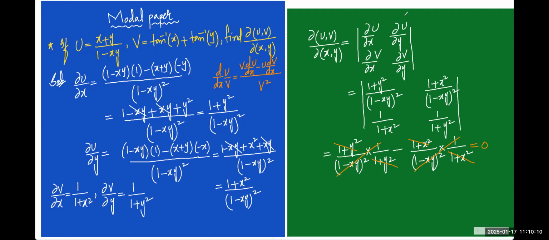So I said just now, if your Jacobian value is 0, then the Jacobian of u, v with respect to x, y will be equal to 0. It means that u and v are functionally dependent. And sometimes it asks to find the relation between them also. So to get the relation, what will we do? Okay, next page we'll take for the relation.